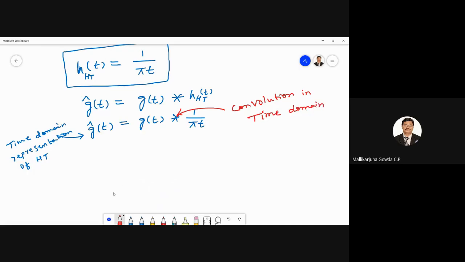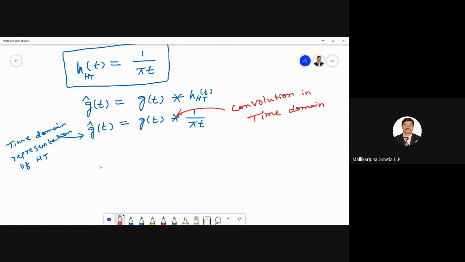Okay, so you all know the convolution of two signals in time domain will be equal to what in frequency domain? I expect an answer for this from your side. Multiplication. Yeah, multiplication of their Fourier transforms, right?